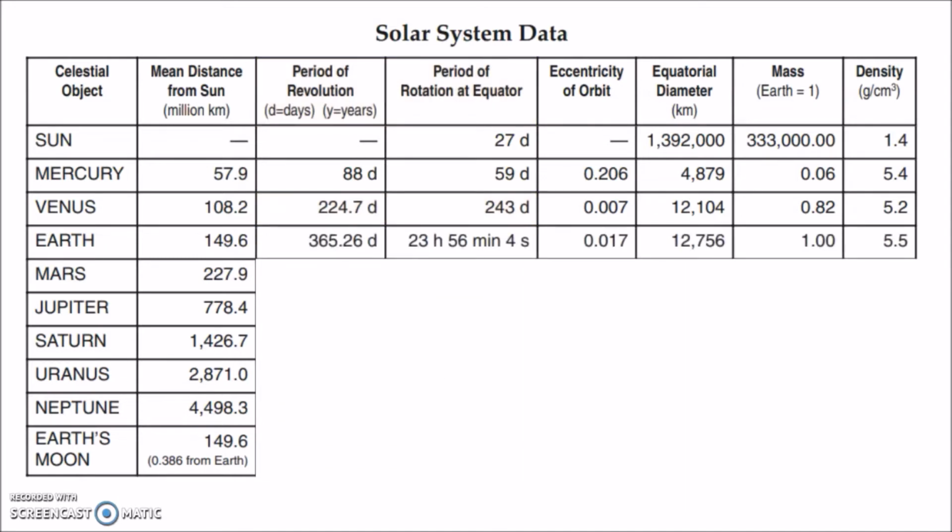We've talked about Earth in this class, and it's also on this chart. The period of revolution for Earth is 365.25 days. That's how long it takes to go around the Sun, which is the length of our year. And the period of rotation is just under 24 hours, which is the length of our day.